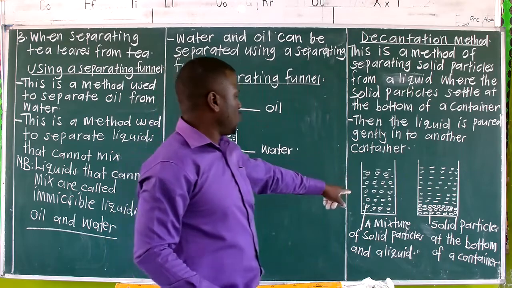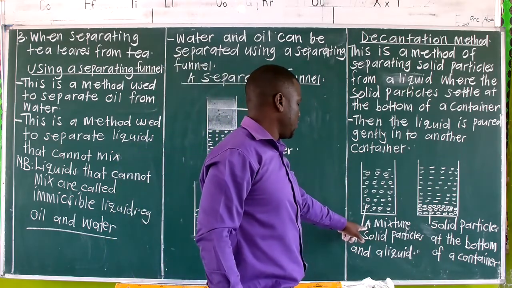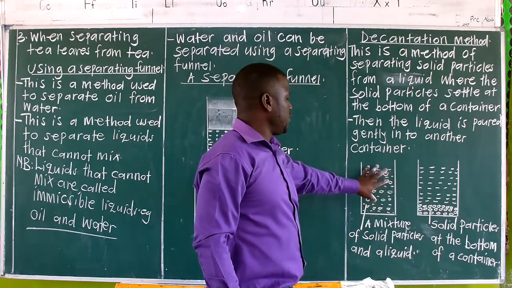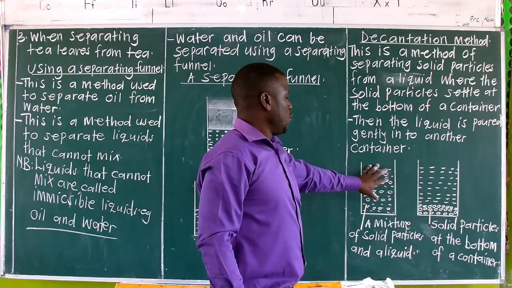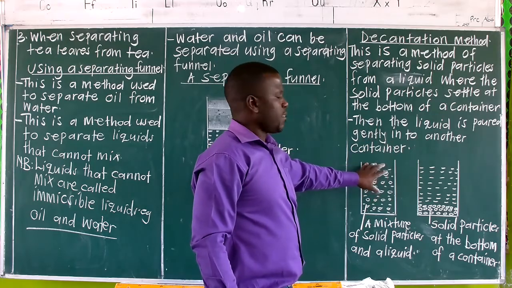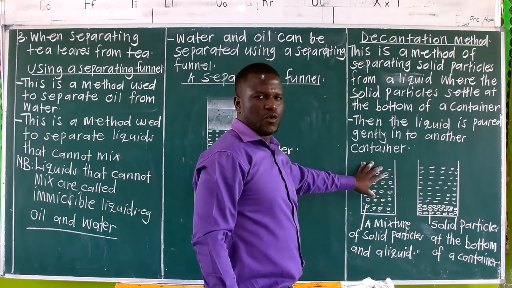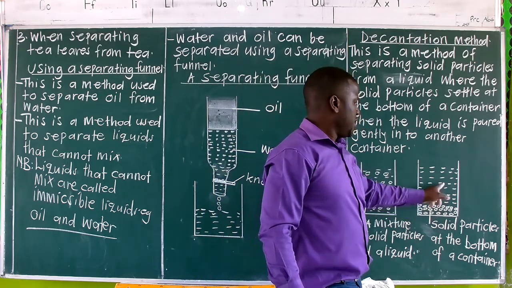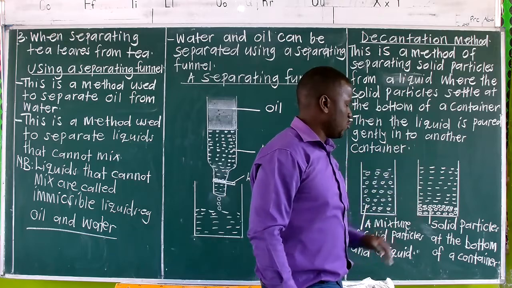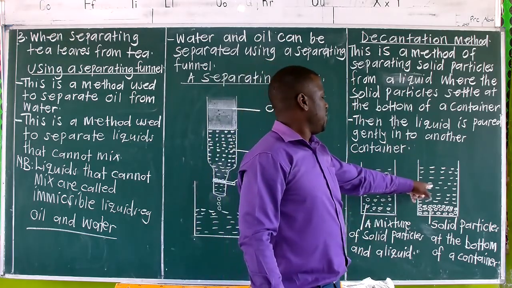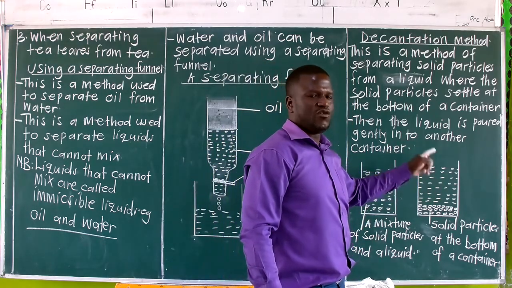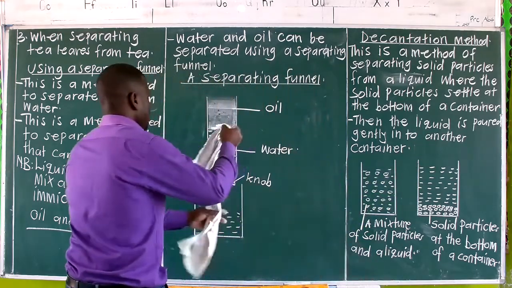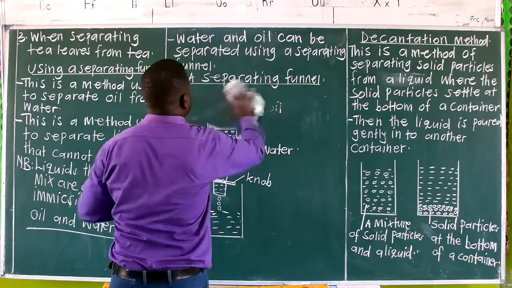So, the first container shows a mixture of solid particles and a liquid. Then when you leave this mixture for a few hours, you find that the solid particles will settle at the bottom, then the clear water will remain at the top. So you're supposed to pour this clear water gently into another container to get clean water. You're going to draw another one here.